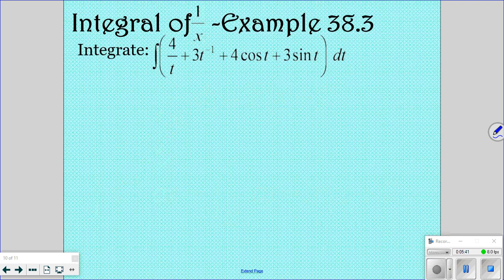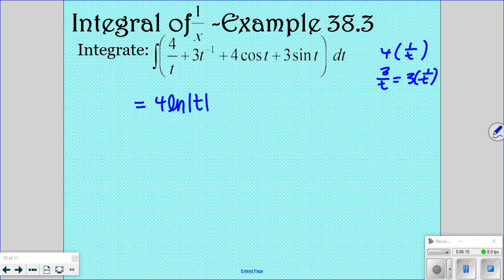Why don't y'all try this one by yourself and then unpause the video and see if you got it right. So for this one, we have 4 over t. So that's the same thing as 4 times 1 over t. And the integration of 1 over t is the ln of the absolute value of t. So 4 ln of t. And then 3 t to the negative 1 is the same thing as 3 over t, which is 3 times 1 over t. So we're going to have plus 3 ln of the absolute value of t.